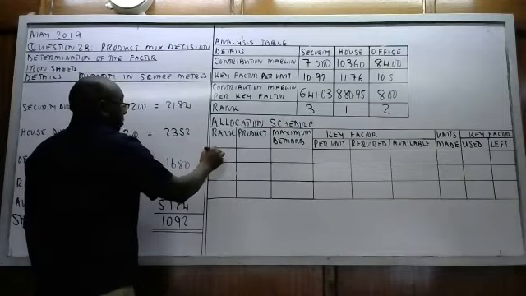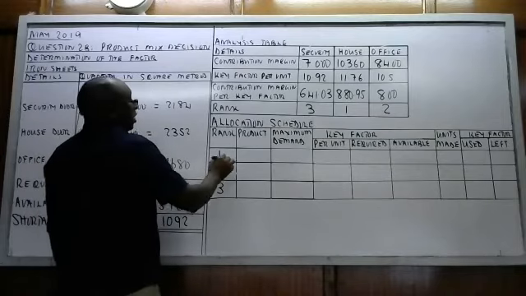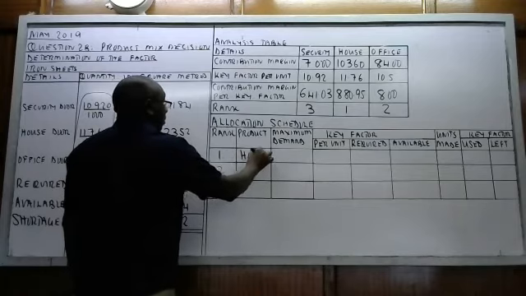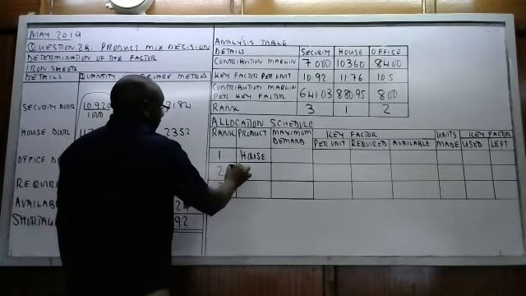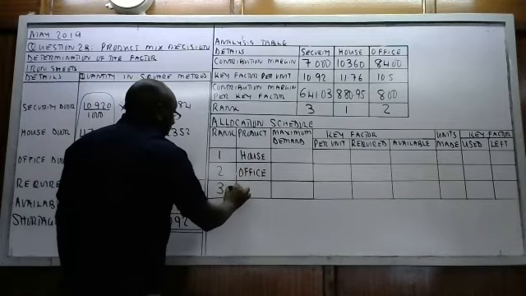So we have number 1, 2, 3. Product number 1 is house. Number 2 is office. And number 3 is security.